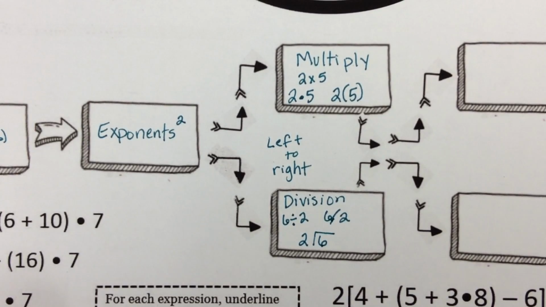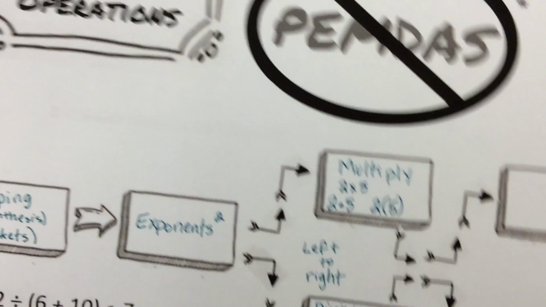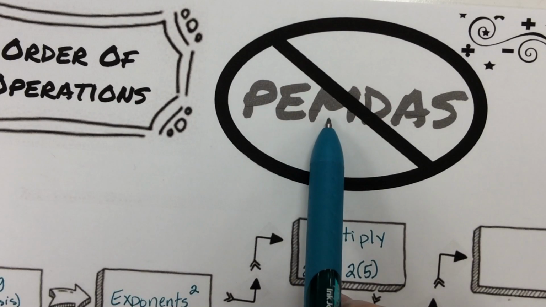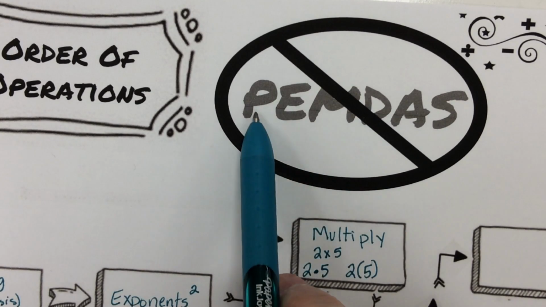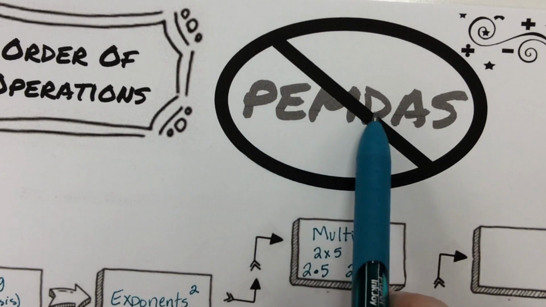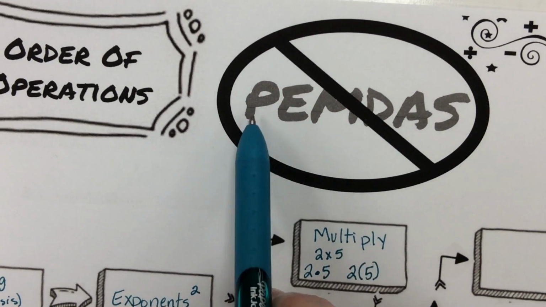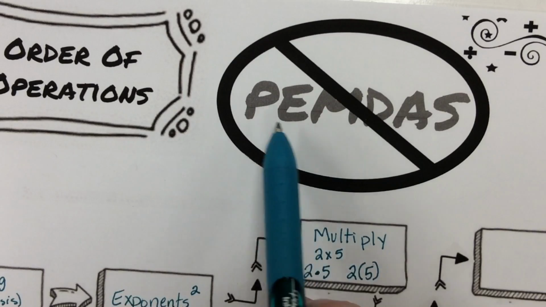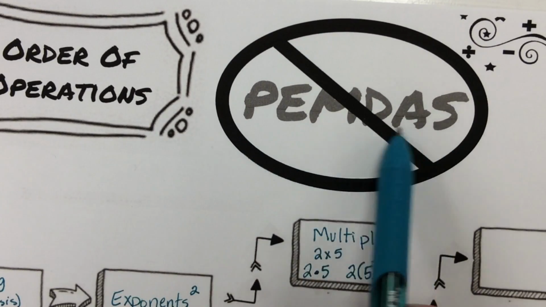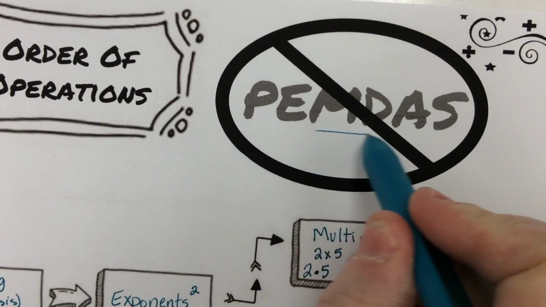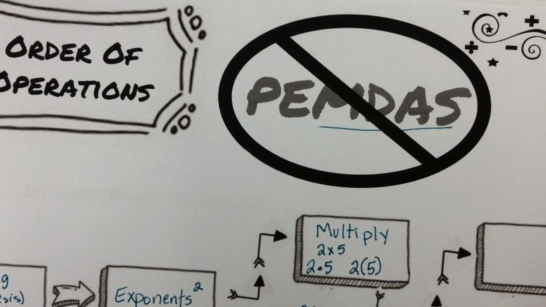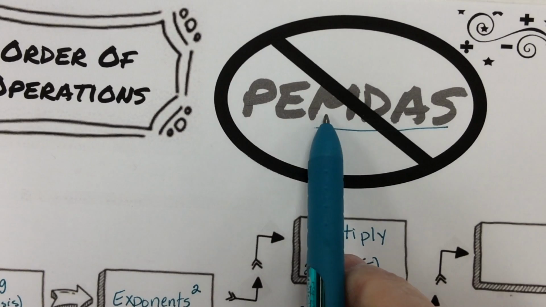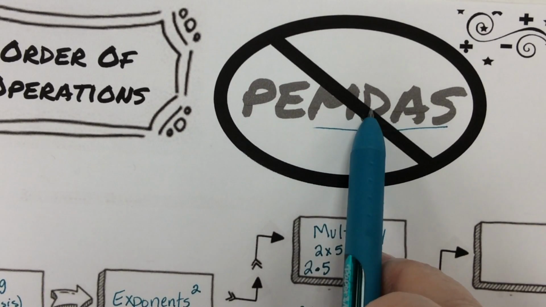Now, let's talk about the reason that I don't use that word up here. Because that word implies that multiplication always comes before division. That was parentheses, exponents, multiply, divide, add, and subtract, or with a G there for grouping. That part is not the problem. It's this part over here that makes it confusing and misleading.